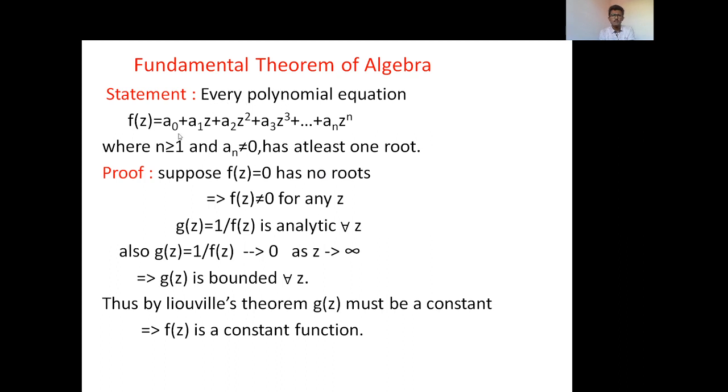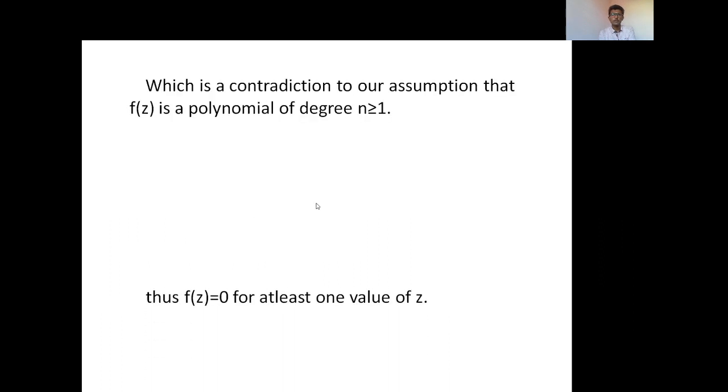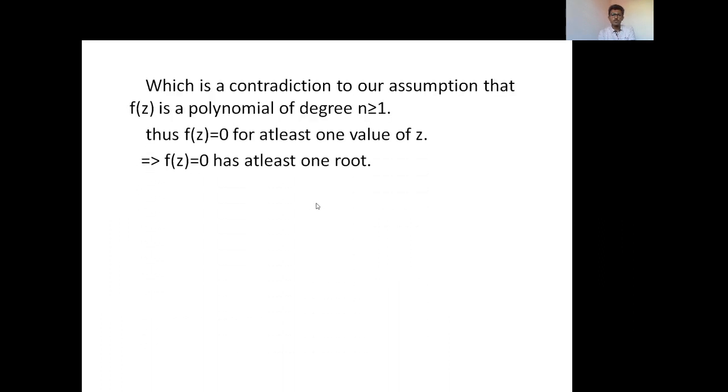Every polynomial equation f of z equal to a0 plus a1 z plus a2 z square and so on, with n greater than or equal to 1 and a n not equal to 0, has at least one root. So we proved that f of z equal to 0 has at least one root.